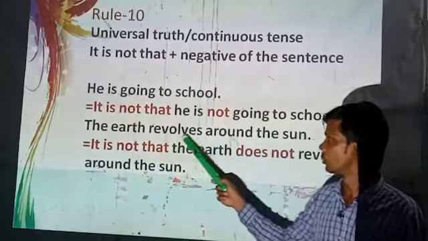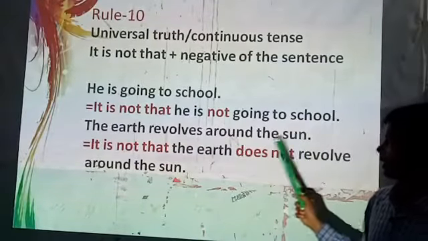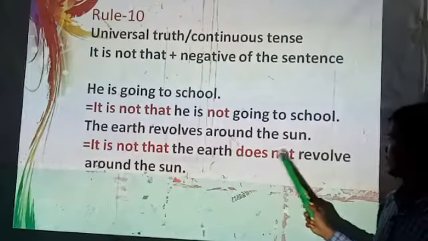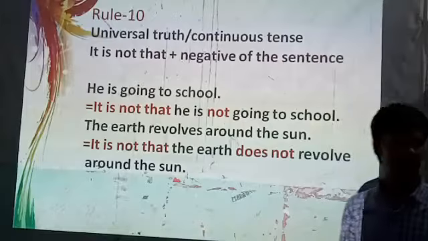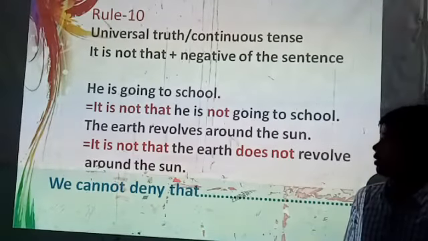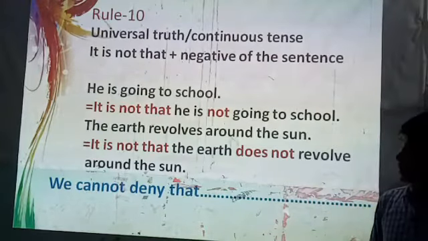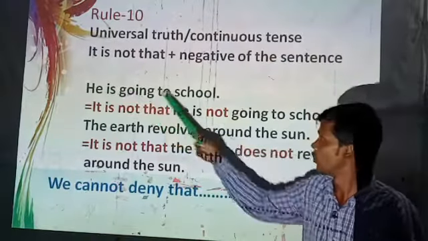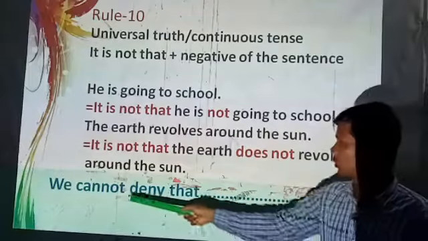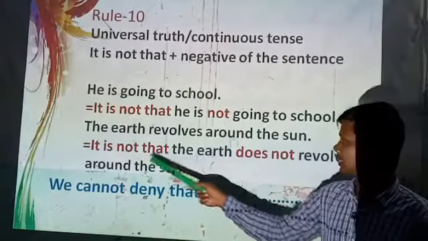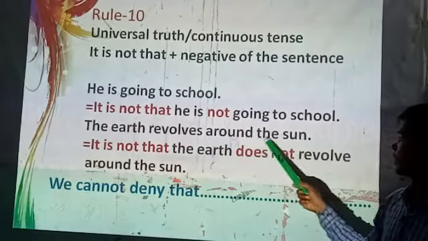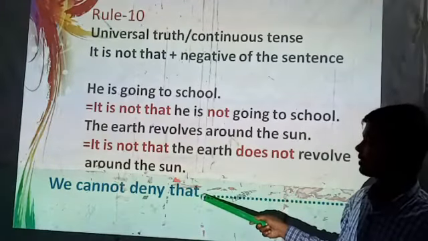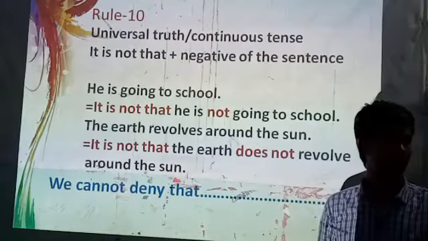The earth revolves around the sun. It is not that the earth does not revolve around the sun. You can also transform the affirmative sentences in this way. We cannot deny that he is going to school, or we cannot deny that the earth revolves around the sun. In this way you can change the affirmative sentences into negative.